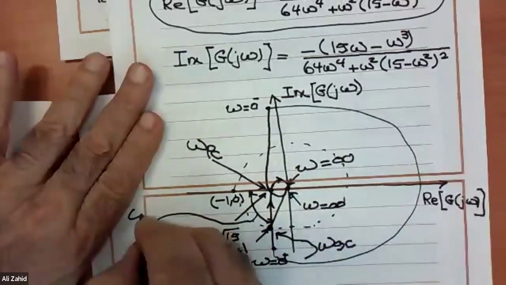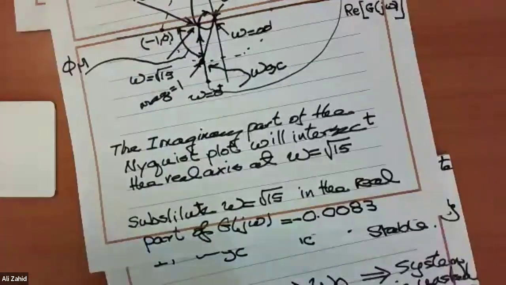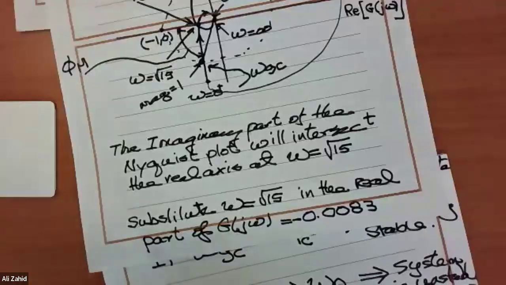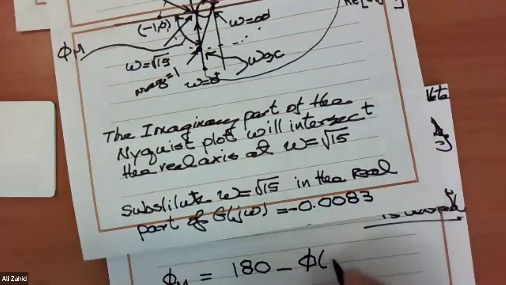This is called the phase margin. Which means what? What is the phase margin? The phase margin is 180 degrees minus the phase at omega GC.